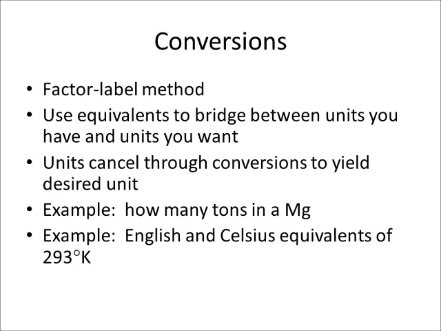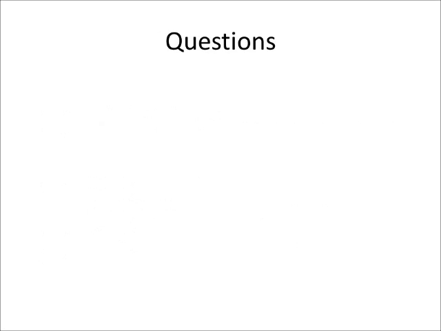Some examples: how many tons are there in a megagram? And what are the English and Celsius equivalents of 293 degrees Kelvin? So these are the types of questions that you might need to solve using the factor label method.